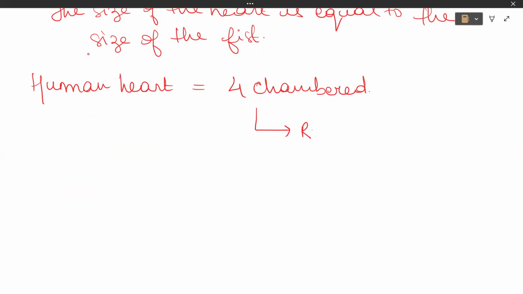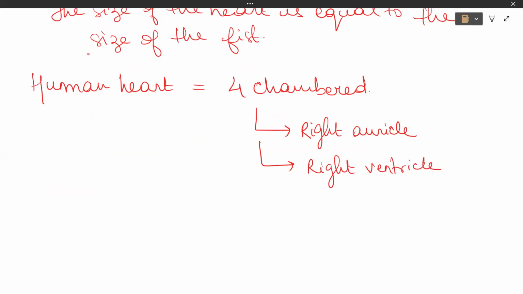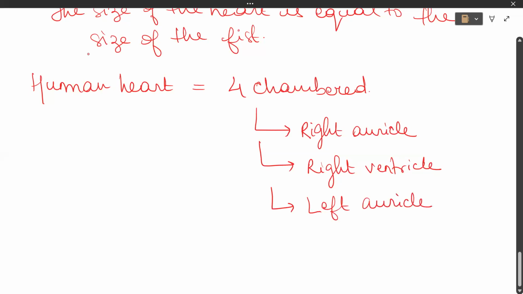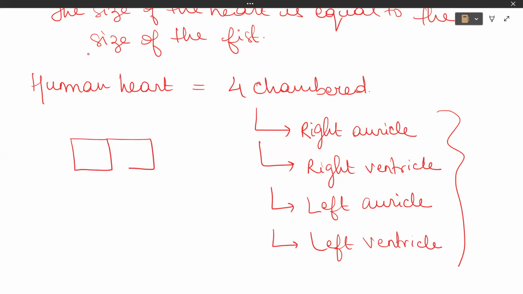The first one is right auricle. Then we have right ventricle. Then we have left auricle. And we have left ventricle. So these are the four chambers of the heart. If I draw it in a box form, it sort of looks like this. Four different chambers are there. This is right auricle, this is right ventricle, this is left auricle, and this is left ventricle. Understood?